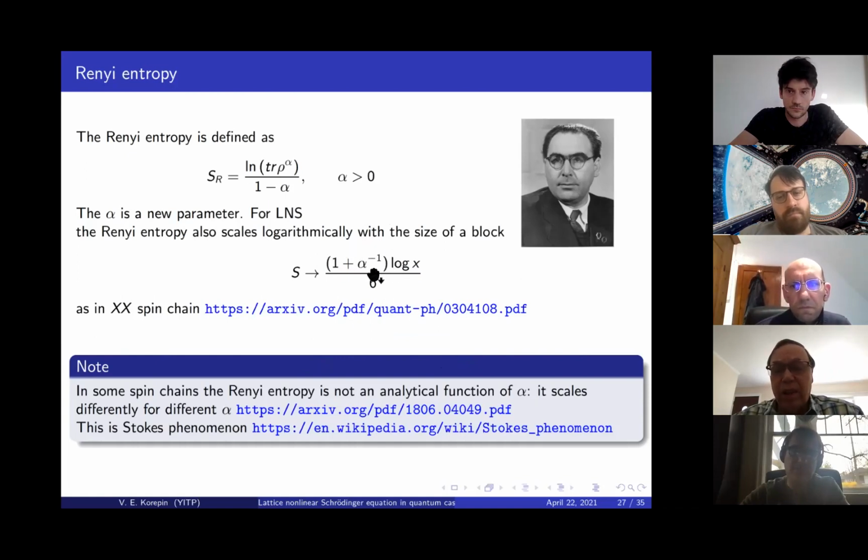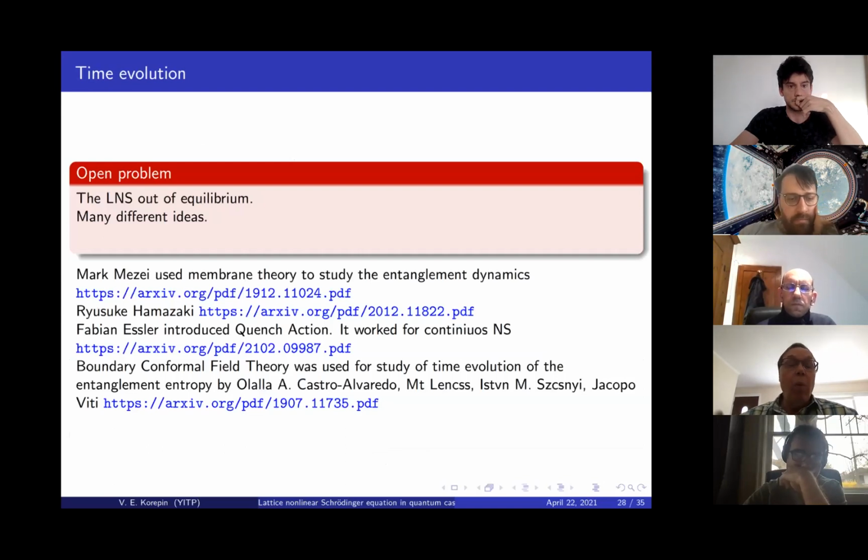Actually, in many models, this is a function of alpha, meaning there's a simple pole. But not always. There are some counterexamples. Sometimes Rényi entropy is not an analytical function of alpha, meaning that the entropy scales differently for different values of alpha. This is the well-known Stokes phenomenon, but it actually happens in some simple spin chains. So, entropy. Now, open problem.